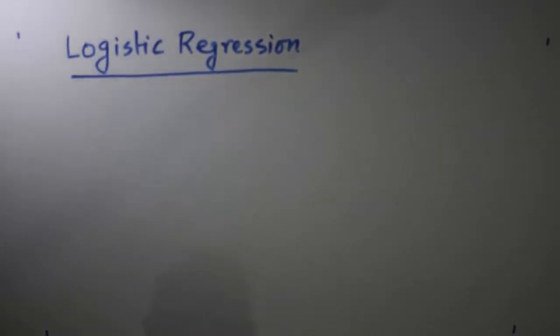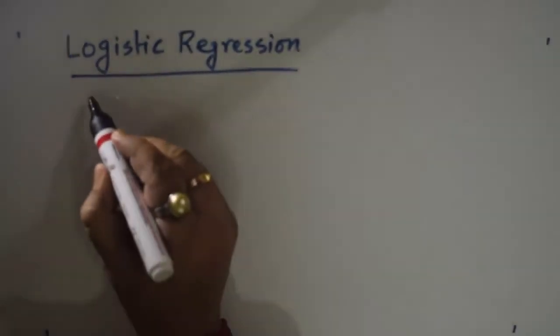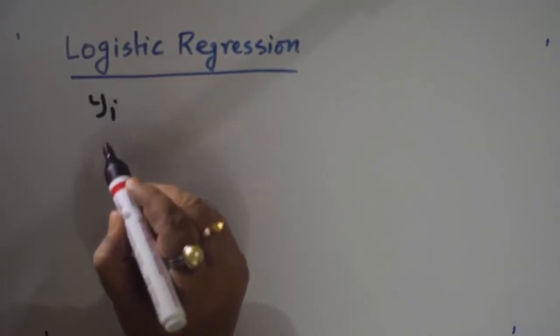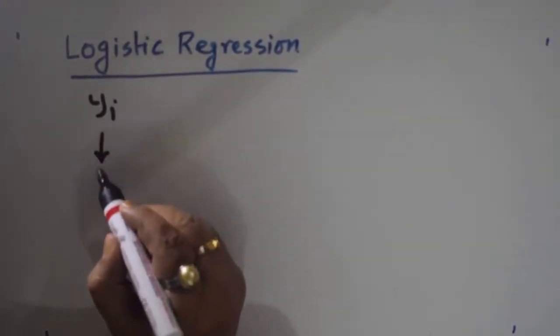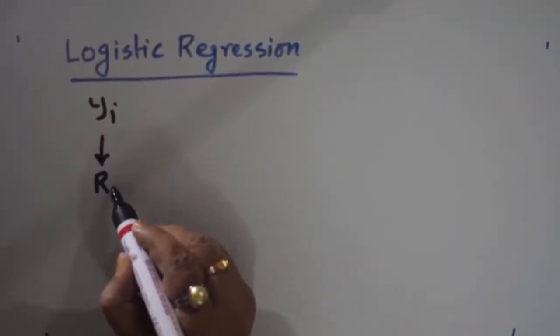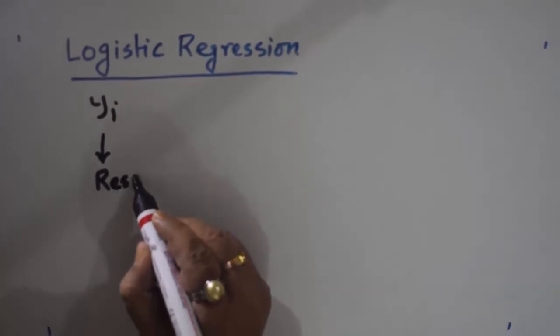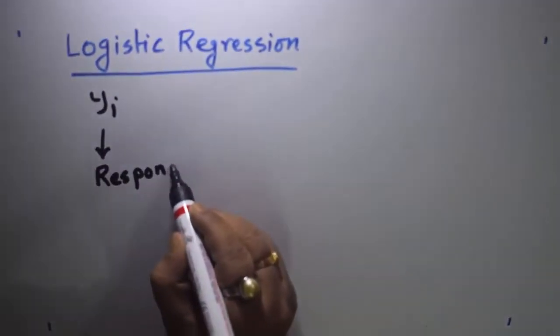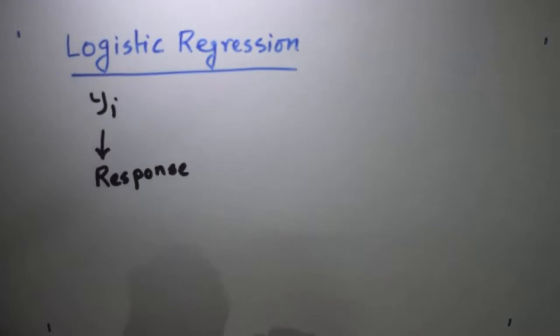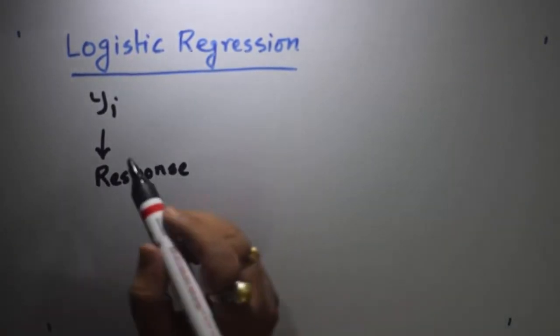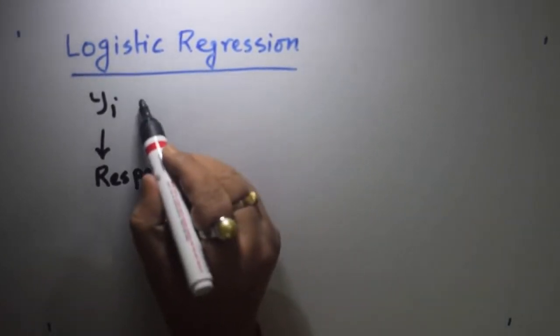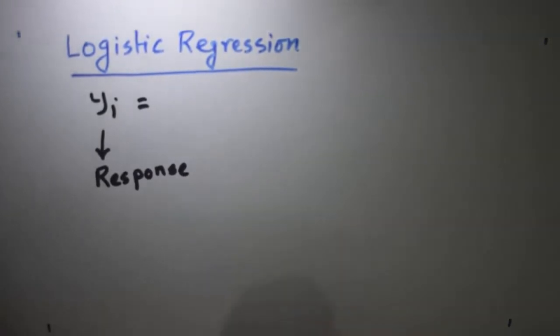Suppose yi is the ith response, and we have k explanatory variables.